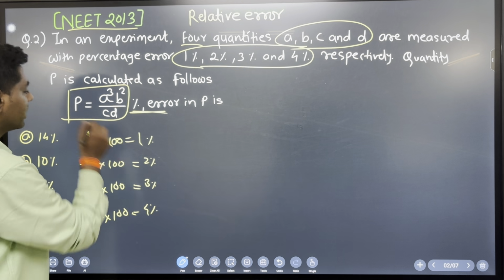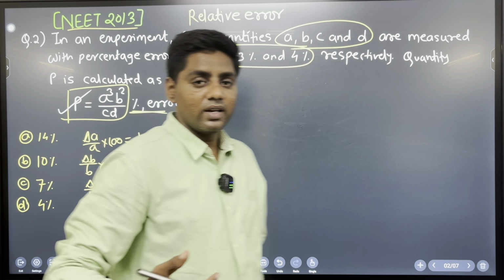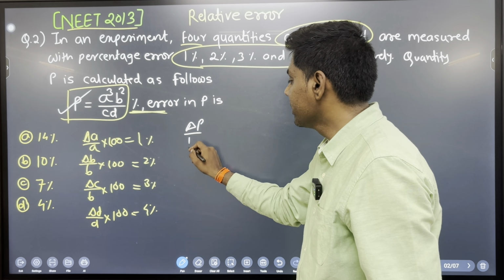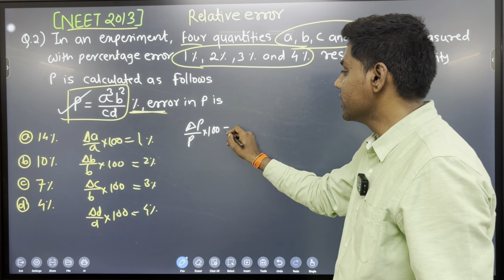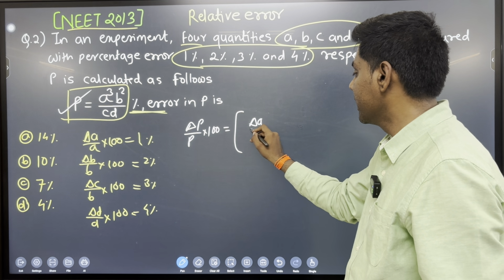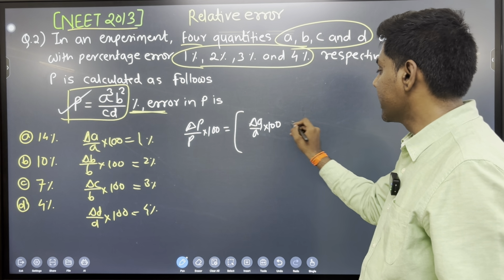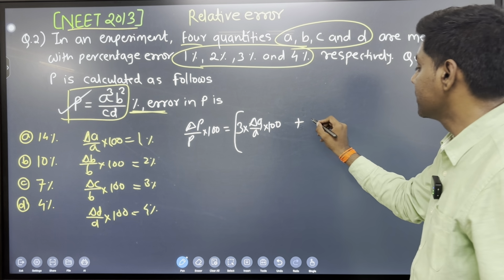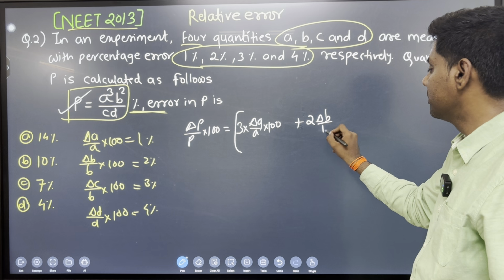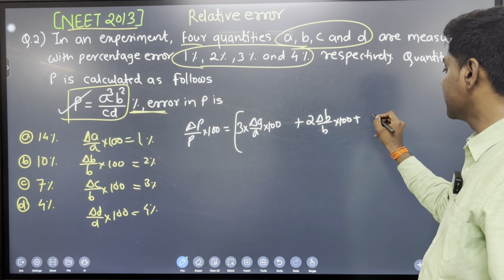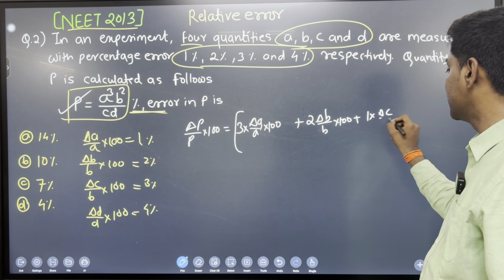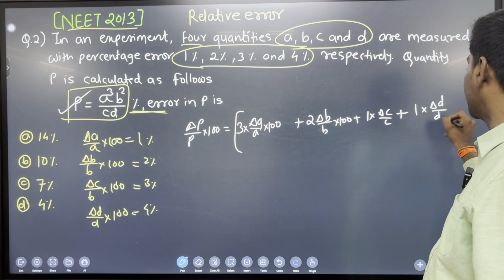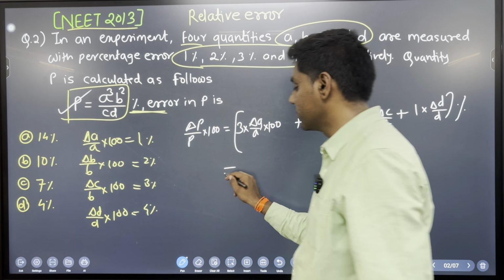Then we have to calculate the percentage error in terms of the quantity P. So what is the formula? That is delta P divided by P into 100 is equal to first quantity delta A by A into 100. So second physical quantity आपका, so multiply by power, so it becomes 3 into, next है 2 times delta B divided by B into 100. Next is C, that is 1 times delta C divided by C plus last one 1 times delta D divided by D, bracket complete, percentage. Substitute the numbers.